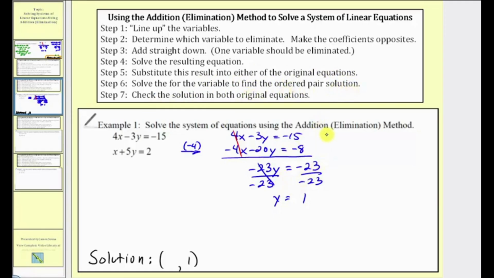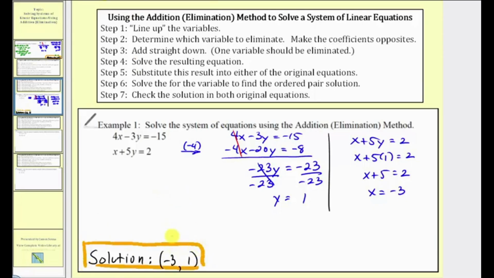Now that we know y equals 1, let's substitute y equals 1 into our second equation here. So using our equation x plus 5y equals 2, we substitute 1 for y, so we have x plus 5 times 1 equals 2, x plus 5 equals 2. Subtracting 5 on both sides, x equals negative 3. So our ordered pair solution is negative 3, comma 1.